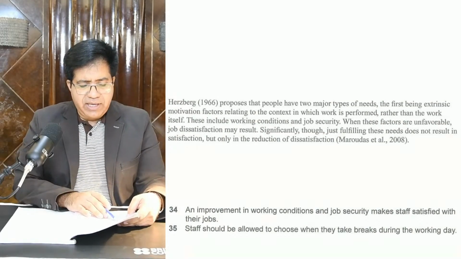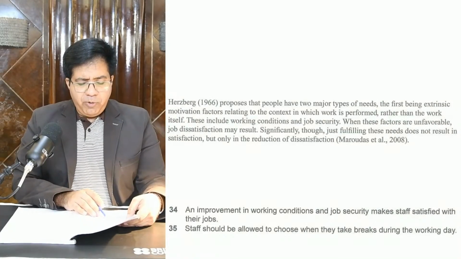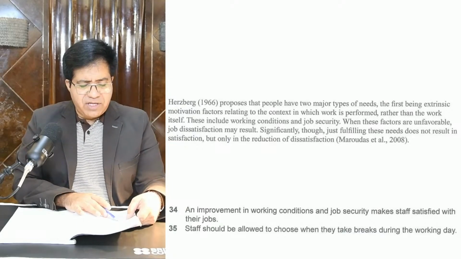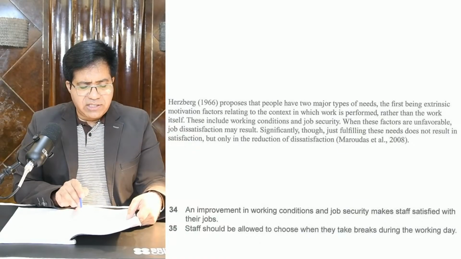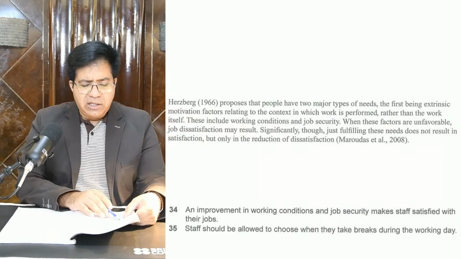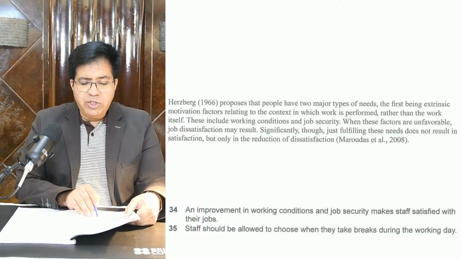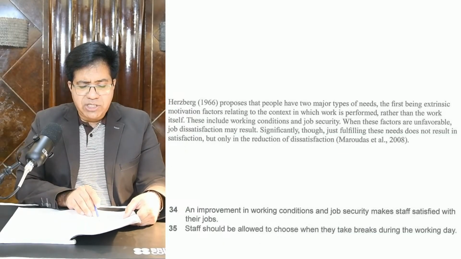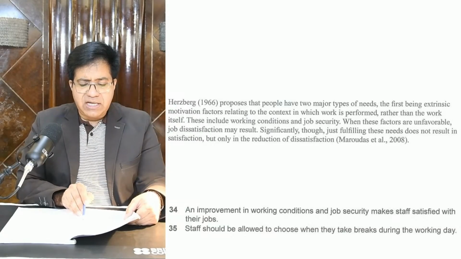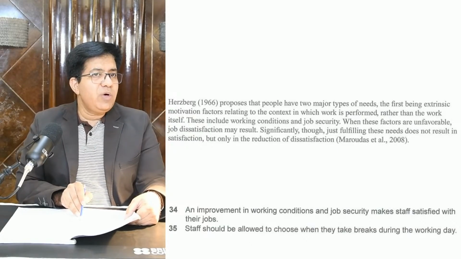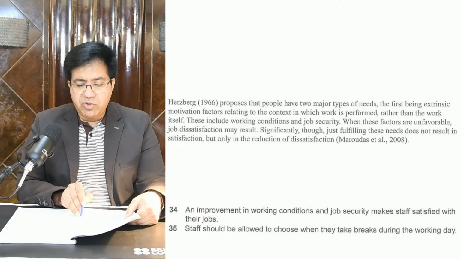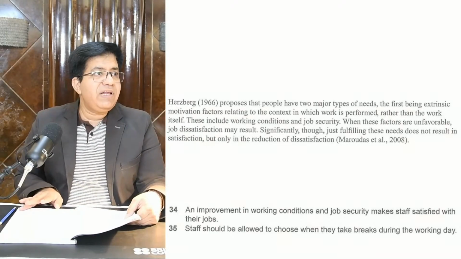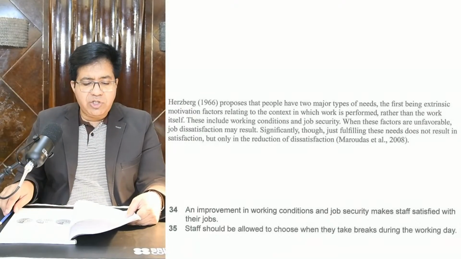I'm reading this one. Okay, please follow me. Proposes that people have two major types of needs. The first being extrinsic motivation factor relating to context in which, okay, come to third line. These include working conditions and job security. Now be alert. These are our clue words. Working conditions and job security. When these factors are unfavorable, means you are not happy with the working condition and there is no job security, job dissatisfaction may result. What will happen? You will be dissatisfied with your job.